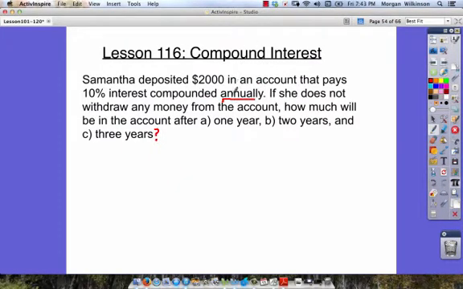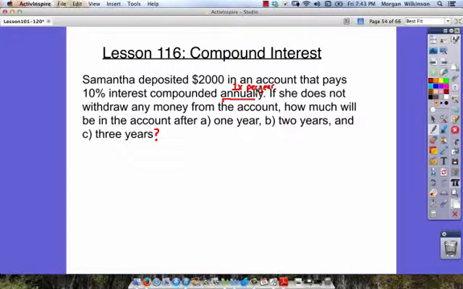Now, annually is a key word that we need here. Annually, that means one time per year. So if you saw the word annually, it means one time. If you saw semi-annually, that would mean 2 times per year. If you saw quarterly, that would mean 4 times per year. So you can take the word and transfer its meaning to help you solve the problem.